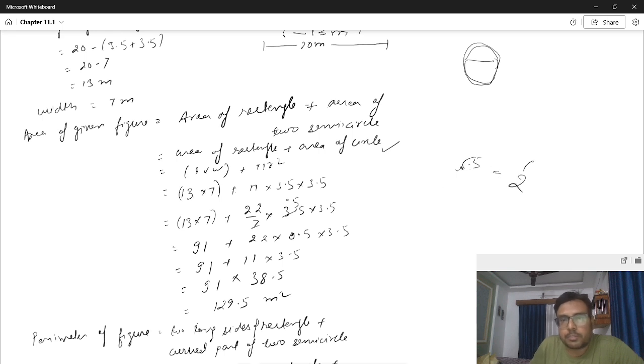So 1 by 2 is half. Half of 22 is 11. So 11 into 3.5 is 38.5. 91 plus 38.5, so the area will be 129.5 meter square.